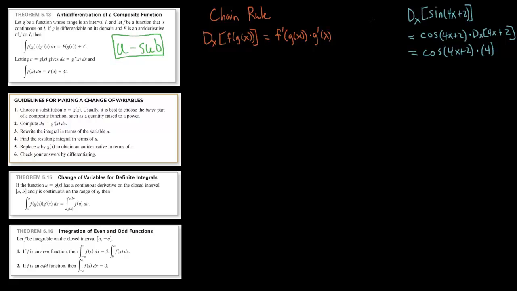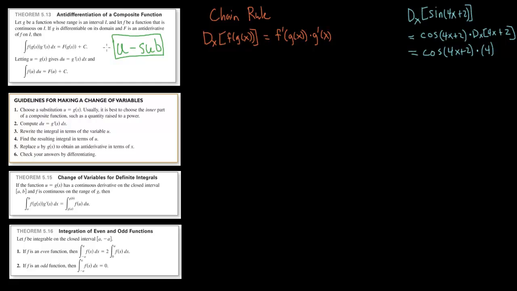So the chain rule let us take the derivative of a composite function. U-substitution is going to allow us to take the antiderivative of a composite function. So let's see what Theorem 5.13 says. It says, let g be a function whose range is an interval I. Let f be a function that is continuous on that same interval I.